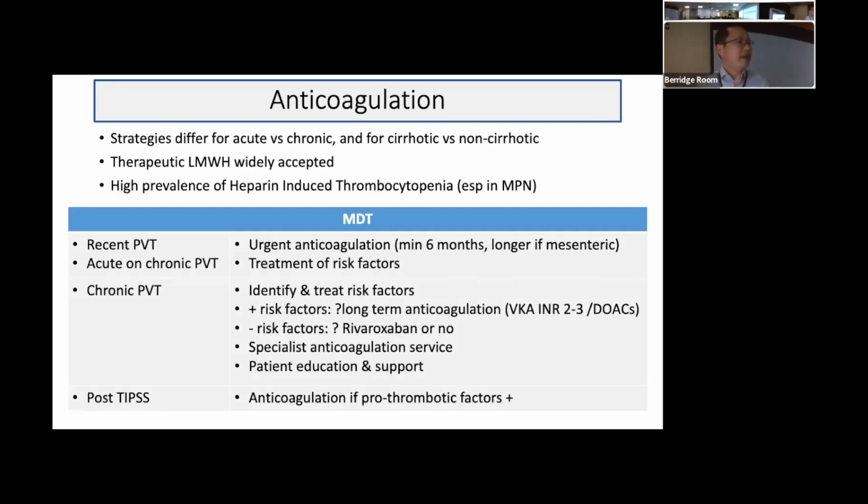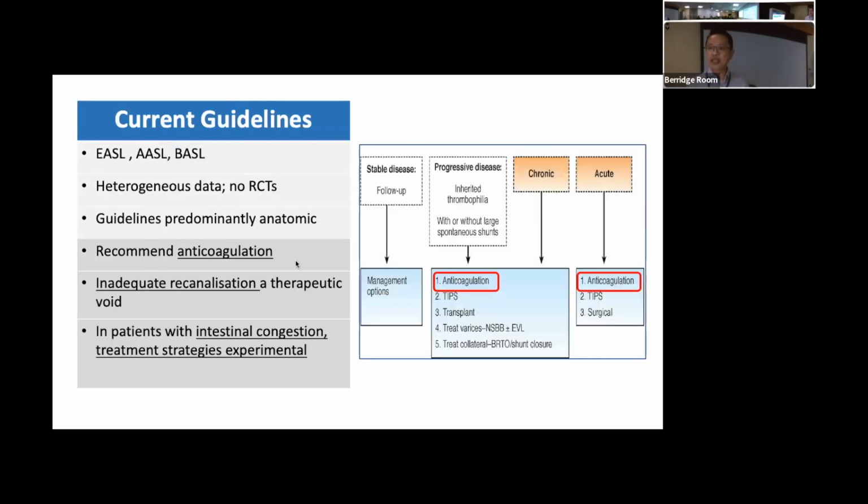I think as a whole, the patient needs to be discussed in the MDT. In recent PVT, most people will administer anticoagulation for a minimum of 6 months, and the same for acute and chronic PVT. And for chronic PVT itself, one will need to identify any risk factors and treat them accordingly. And whether to anticoagulate or not, I think it has to be individualized. The majority will. And for patients that have undergone recanalization for TIPS, for example, not all of them need to be anticoagulated after that, unless they have prothrombotic factors.